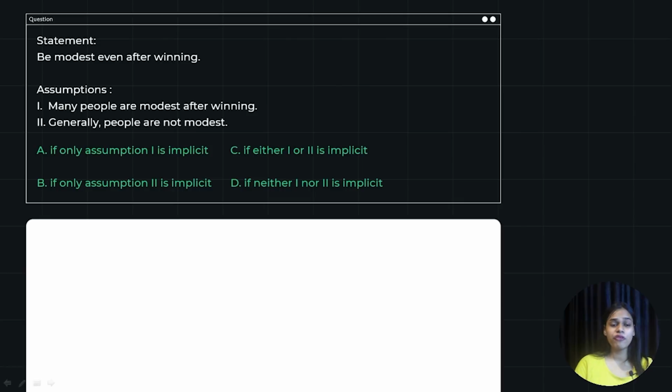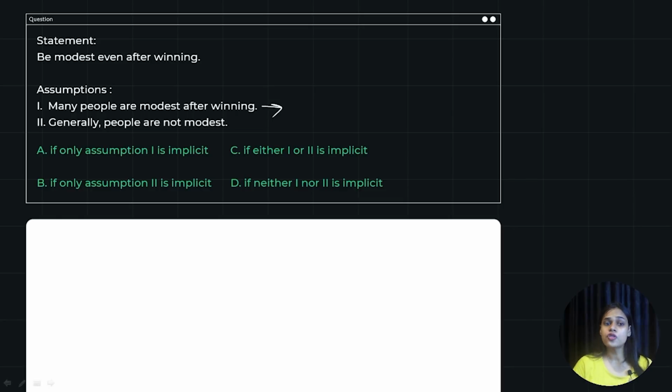Okay, let's move forward now. Let's see what the answer can be. Be modest even after winning. So there is a statement that is advising you to be modest even after winning. What can you assume from this? Assume means an idea that you think can be true, but probably it's not the actual truth. All right. A, many people are modest after winning. B, generally people are not modest. Now, many people are modest after winning. This is statement 1. Do you think that many people are modest after winning? Can you say it factually?